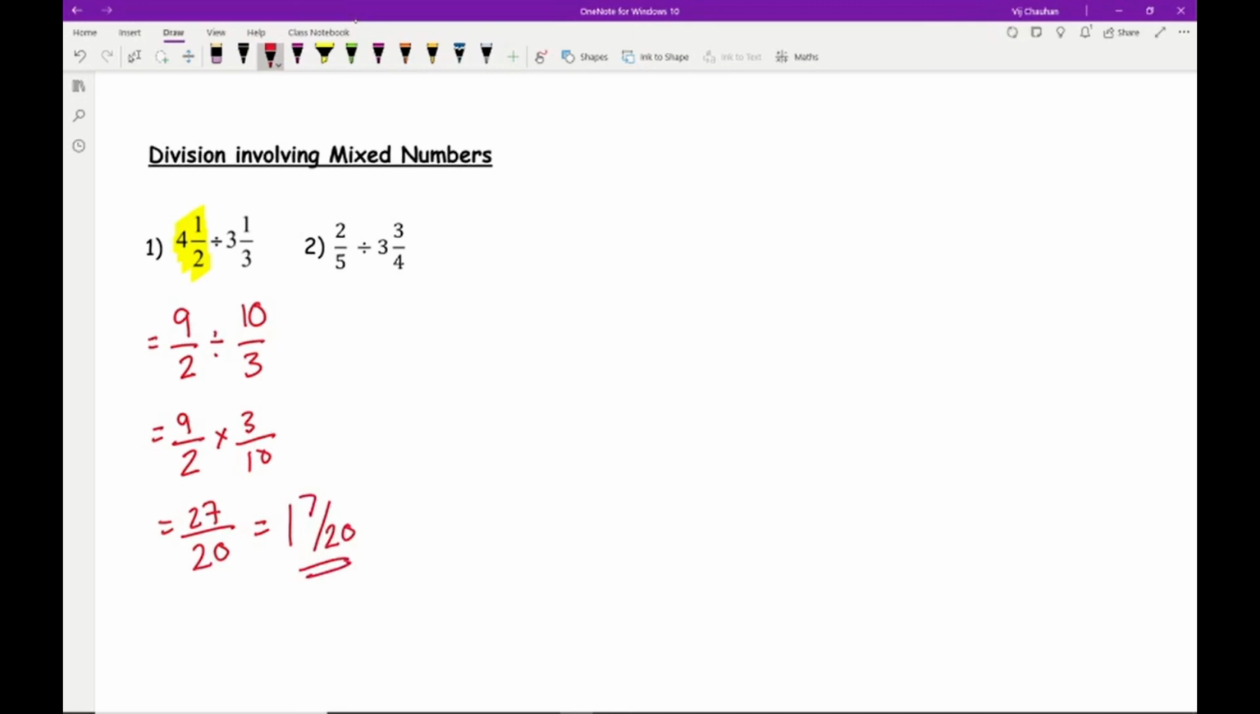And then obviously with number 2, we don't need to do anything with the first fraction because that is fine. It's this second fraction that we need to work with. So 3 3/4 is the same as 3 times 4, which is 12, plus 3, which is 15, so it's 15 over 4. So another way of writing this question is 2 over 5 divided by 15 over 4.